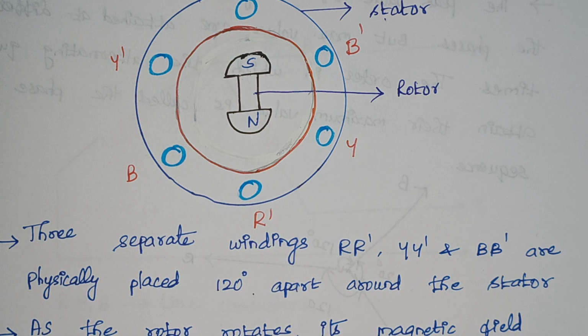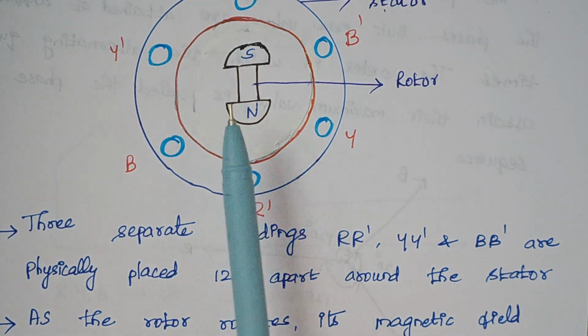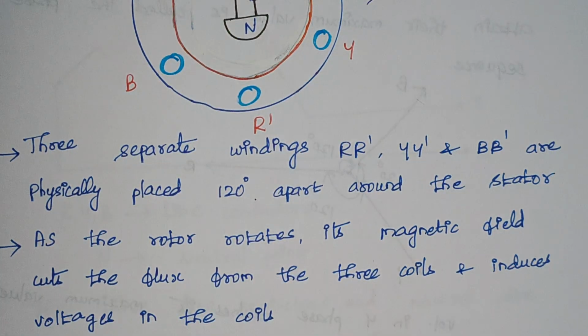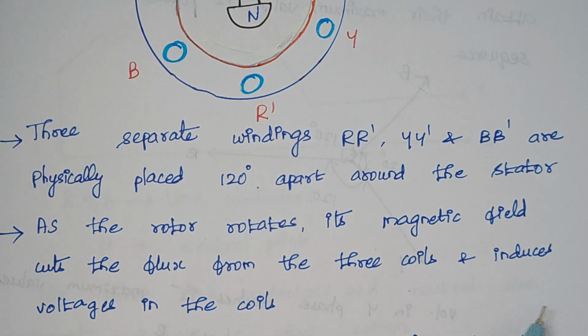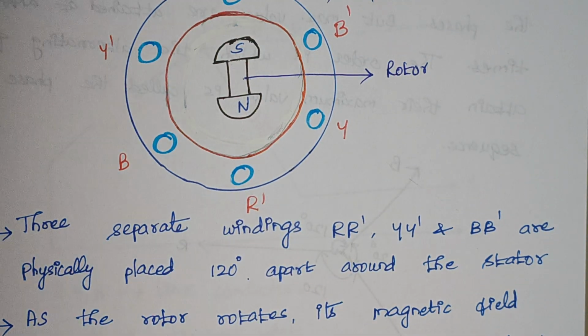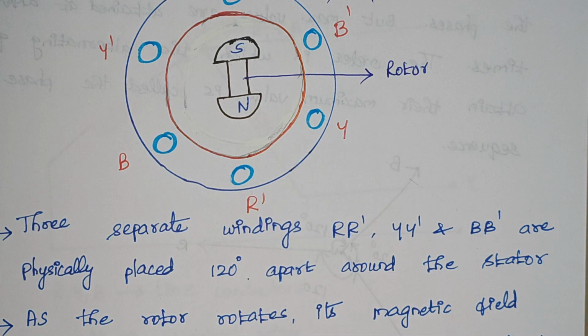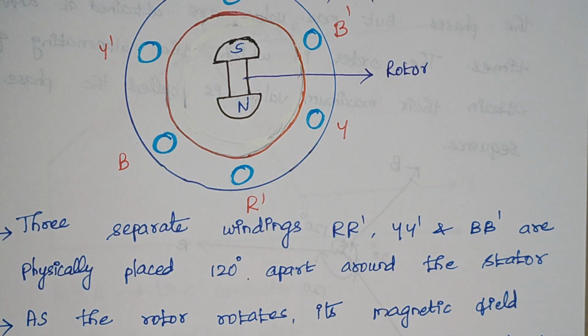The next thing is, as the rotor rotates, what happens? The magnetic field cuts the flux from the three coils, and therefore a voltage gets induced in the coils. When the rotor rotates, it cuts the magnetic flux. Whenever the magnetic flux gets cut, an EMF or voltage is induced. So the voltage gets induced in the coils.